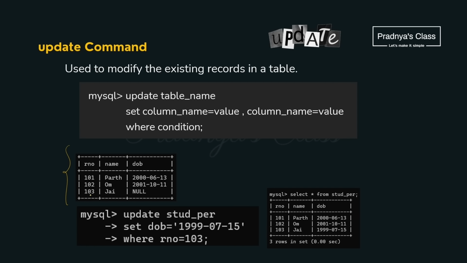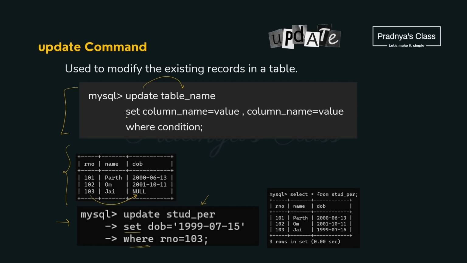For the student roll number 103, null got inserted, that we need to update. So look at the query. Update the name of the table, set date of birth equals to the date of birth what we need to enter, and here is the condition with where clause. Now you will easily understand the syntax.